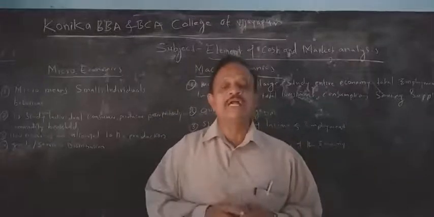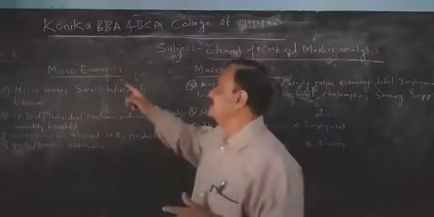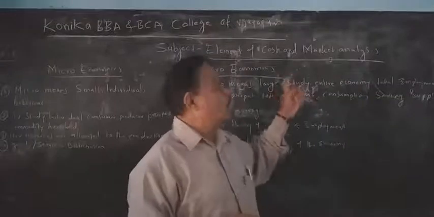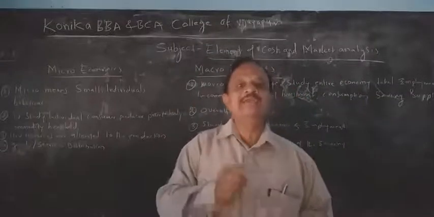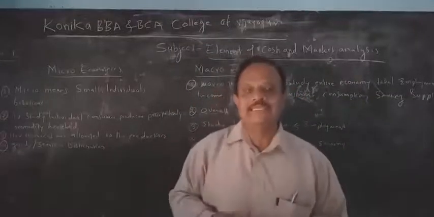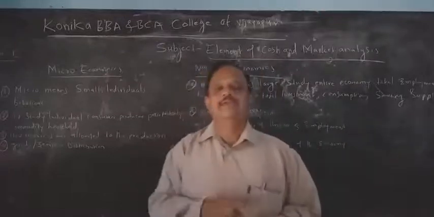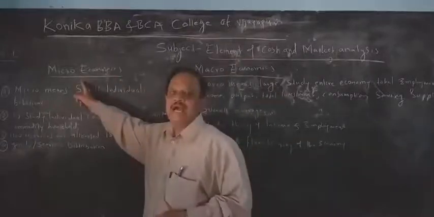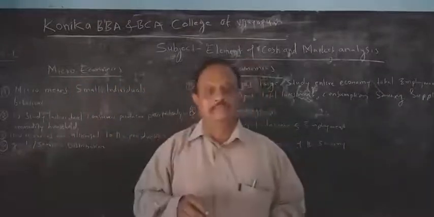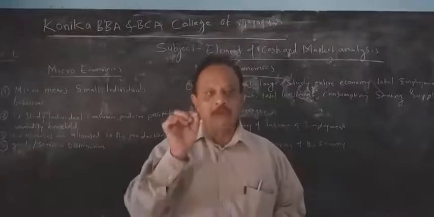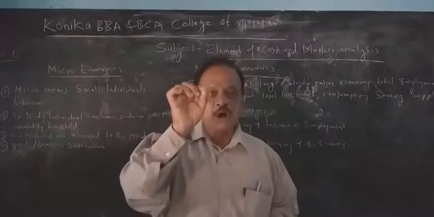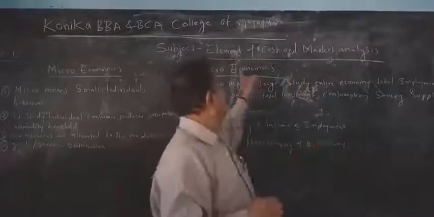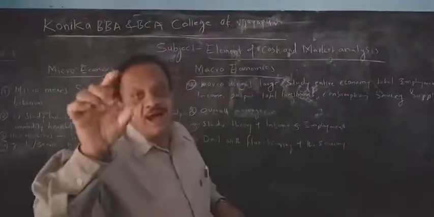The difference between them: micro, and macro. Micro means it is always small. You have to know that micro means micro level, a small level that we have to study. Macro means it is a large level.